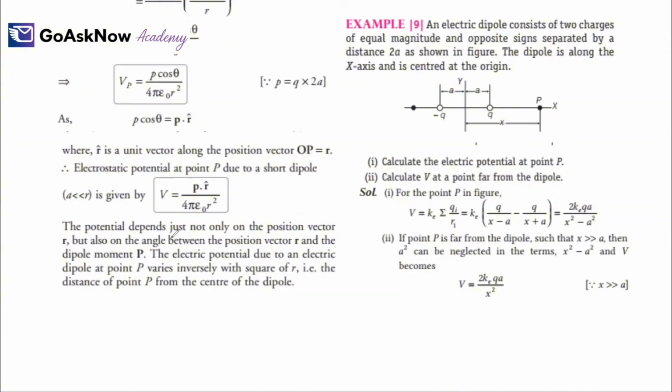The potential depends not only on the position vector r, but also on the angle between the position vector r and the dipole moment p. The electric potential due to an electric dipole at P varies inversely with the square of r, where r is the distance of point P from the center of the dipole.